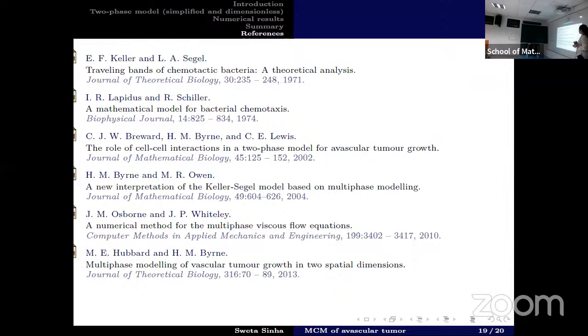These are some important references. The main reference was Brewer's paper. From there we have extended our model, followed by the other references. Osborne and Bailey got the idea from the earlier work, and the chemotactic curve we have taken from this paper.